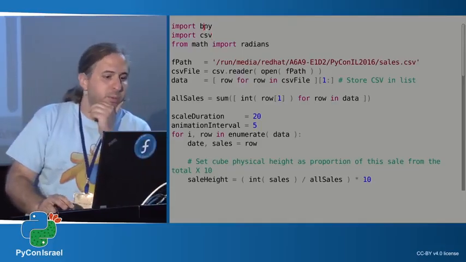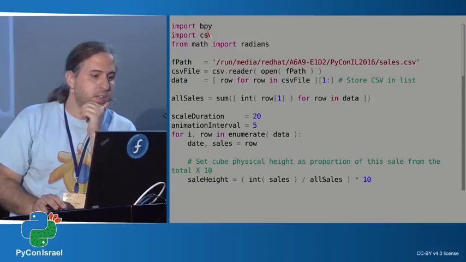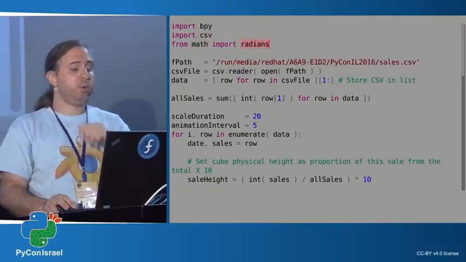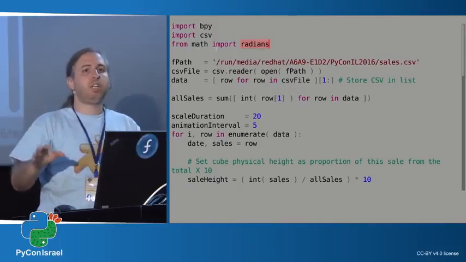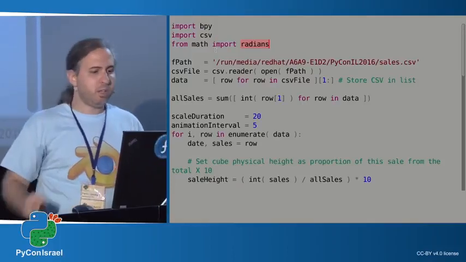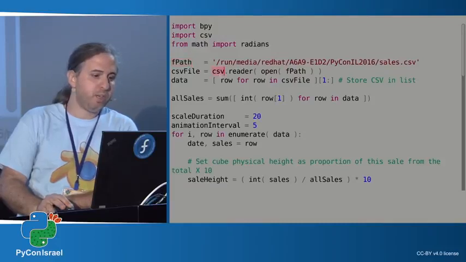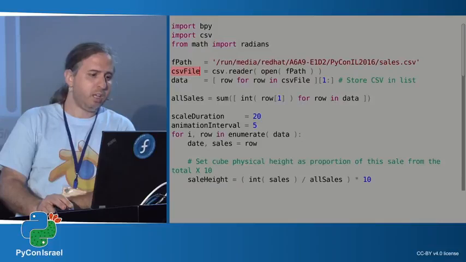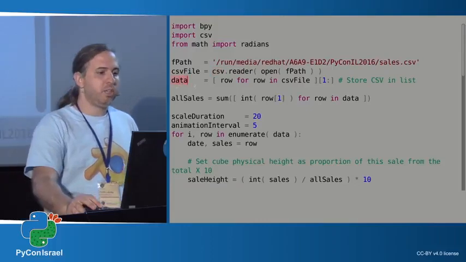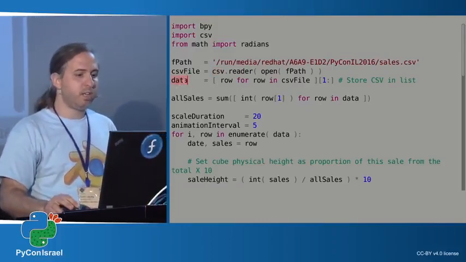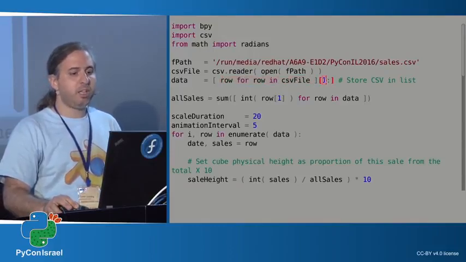First, I'm importing bpy, of course. bpy is the basis for most Blender scripts, and then csv. Then I'm importing the radians function because rotation in Blender is usually in radians, not in ordinary degrees. Then we have a file path for our CSV. We're opening it with the csv package. And because I really don't like the csv package, I'm going to generate this into a list of data. So we have this data list with this little list comprehension, and I'm omitting the titles.